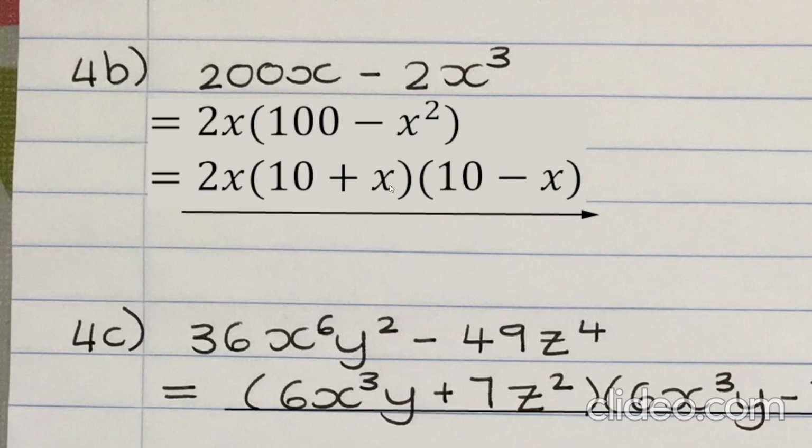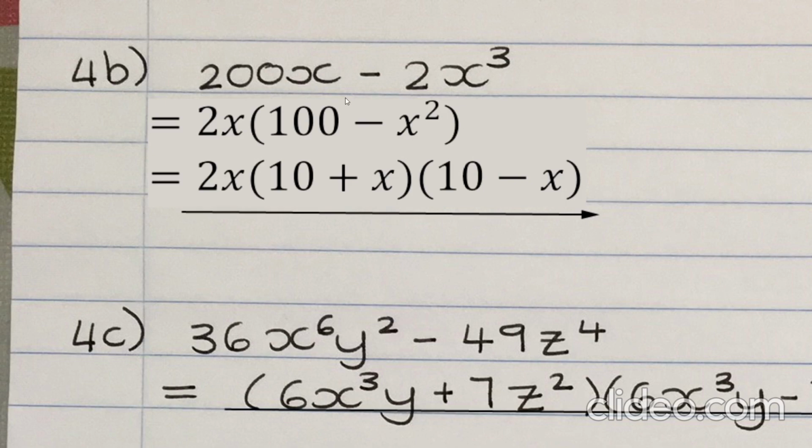Okay, this is the second part of the memo. So this is what you got for 4b, and again it looks very strange because it doesn't look like difference of squares. First of all, 200 is not a perfect square. X has a power of 1, so it can't be a perfect square. X to the power of 3, again, not a perfect square, and neither is 2.